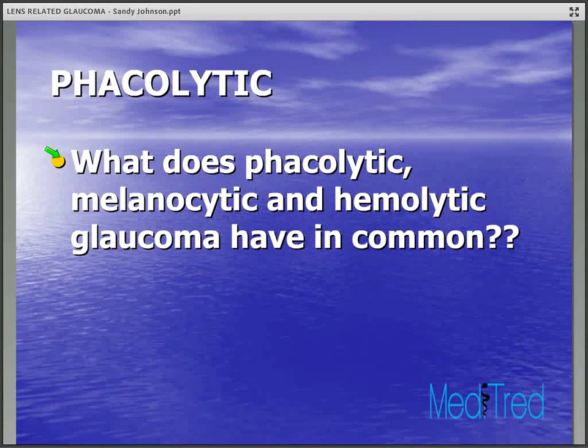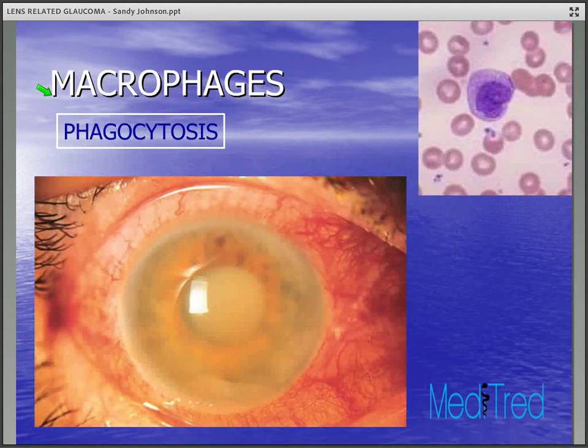So when you have one of the lens-related glaucomas called phacolytic, you can say, well, this sounds like melanocytic and hemolytic. And so what do all these three glaucomas have in common? It's actually macrophages. Macrophages are cells in our body that engulf things, and in the case of phacolytic glaucoma, they're engulfing lens material, and in hemolytic, it's blood material, and in melanocytic, it's melanin.